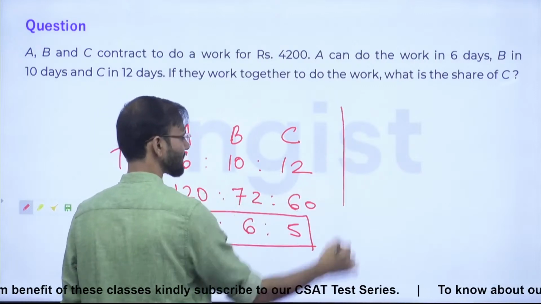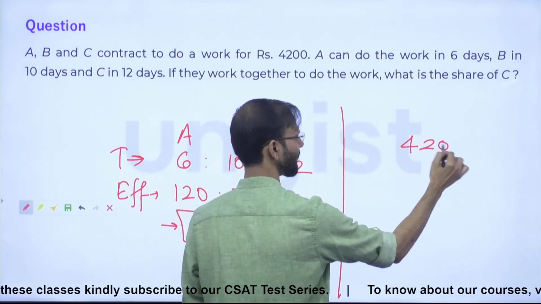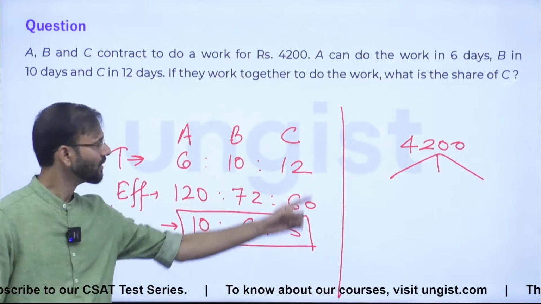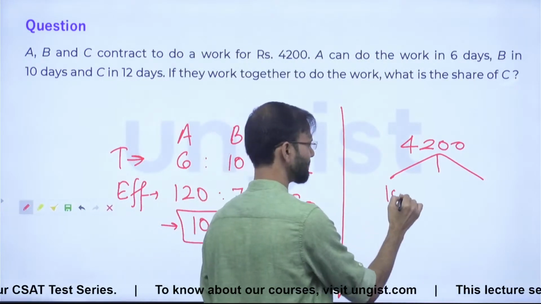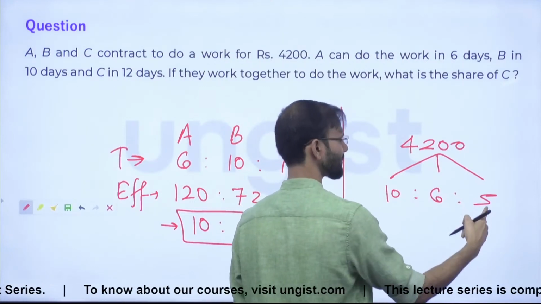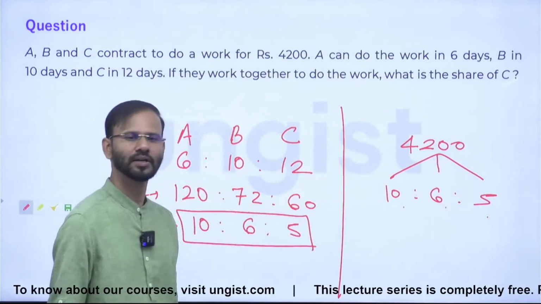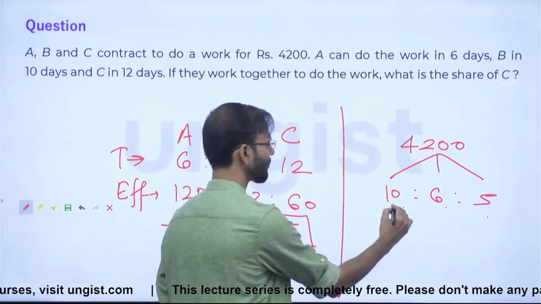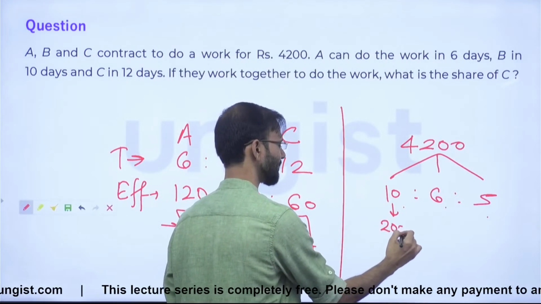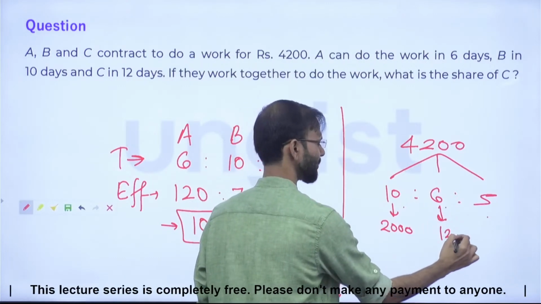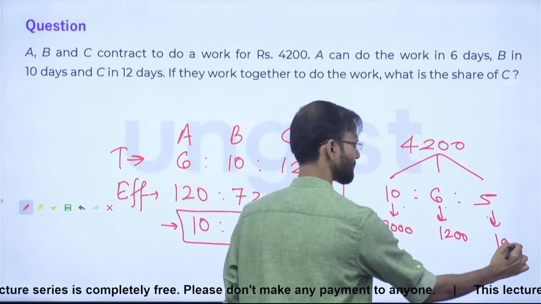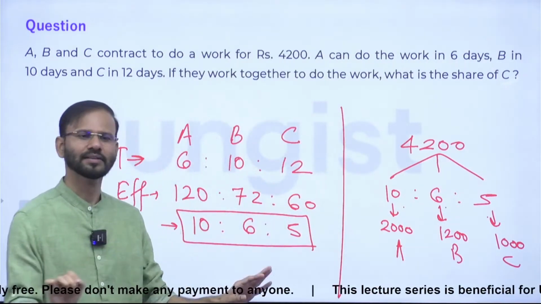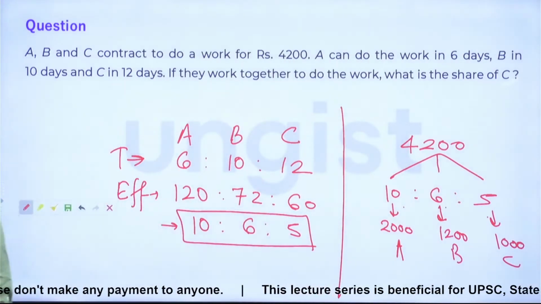Right. Guys, they have got 4,200 rupees for the entire work. 4,200 rupees will be divided in this ratio. Now guys, what is the sum of these three numbers? 21. So this divided by 21 is 200. So share of A is this into 200, this is 2000, and this into 200 is 1200, and this into 200 is 1000. Right? So this is the share of A, this is the share of B, this is the share of C. Guys, clear? Right? Okay.